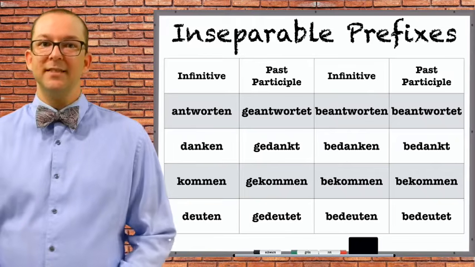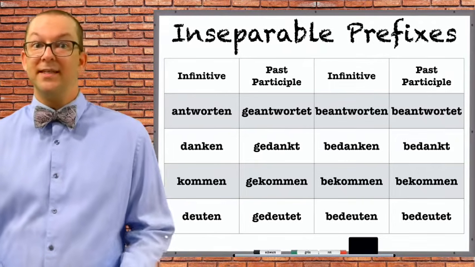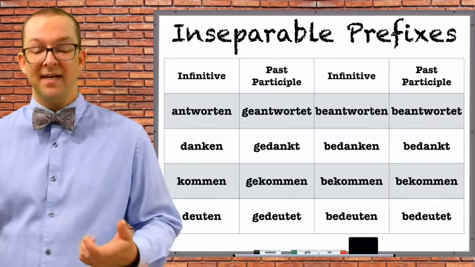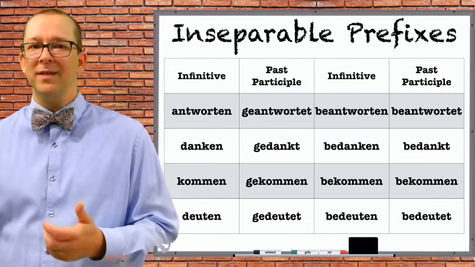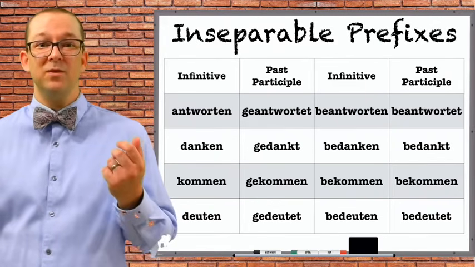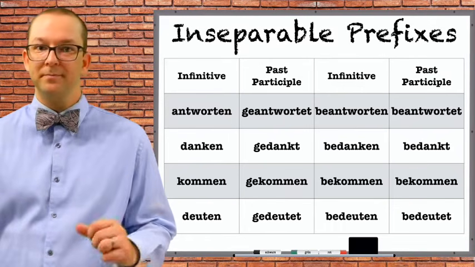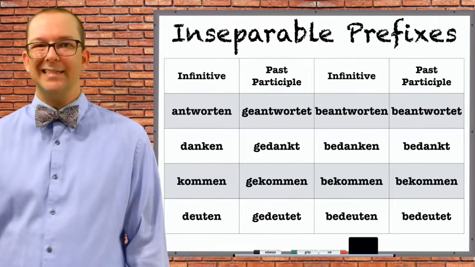Beantworten, for instance, is beantwortet in the perfect. Antworten, conversely, is geantwortet. Bedanken just becomes bedankt, while danken becomes gedankt. Bekommen stays the same and becomes bekommen, instead of kommen becoming gekommen. Bedeuten changes to bedeutet. You get the idea.